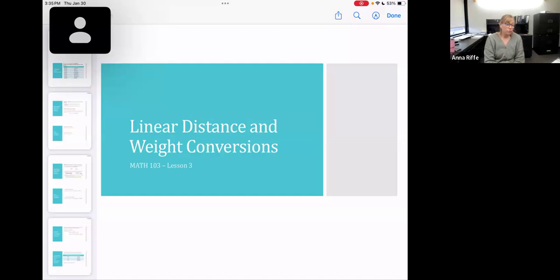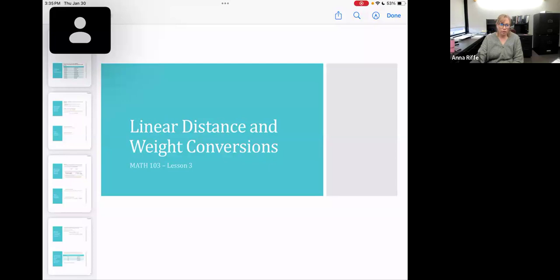The process basically involves two things. We'll start by finding a conversion factor or relationship between units. And then we will decide, do we want to multiply or do we want to divide by the numbers involved in that conversion factor?